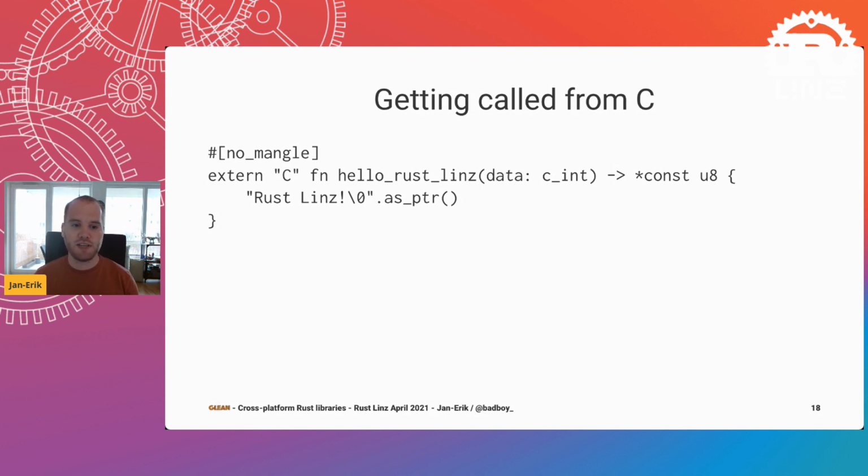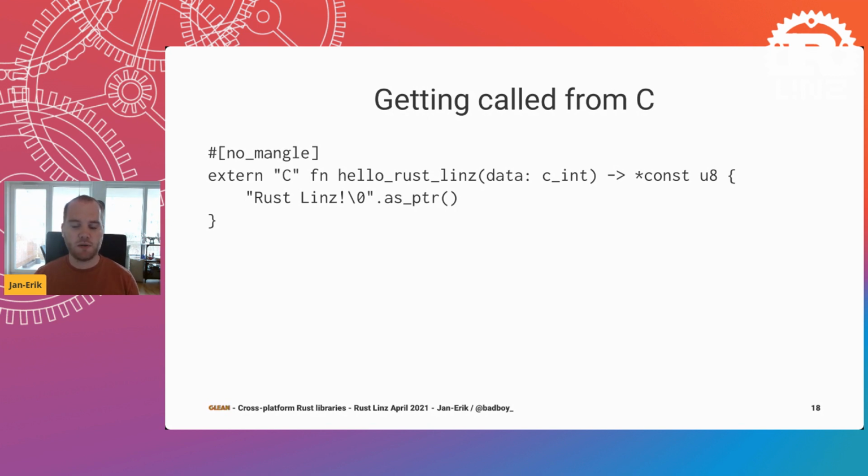The next attribute you see is the extern C. This specifies the ABI that is used when this function is called. So how data gets passed in, whether that's on the stack or in registers, and how data gets passed back out, and who's responsible for managing certain parts of the stack and registers.